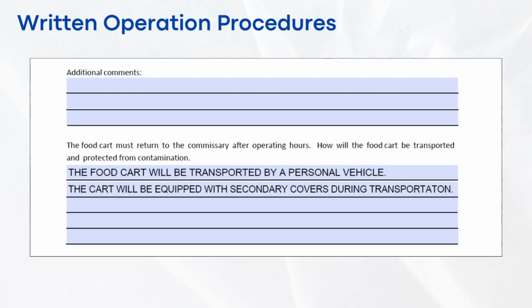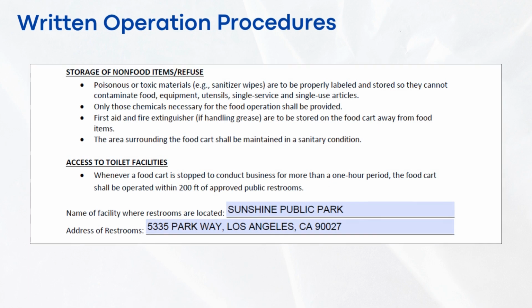At the top of page 6, additional comments about potable water tanks can be included. Then describe how the food cart will be transported and protected from contamination. Please review the Storage of Non-Food Items section. Then, in the Access to Toilet Facilities section, identify the name of the facility where restrooms are located. Also include the address of the restroom facility. Make sure to include the number and name of the street, city, state, and zip code.